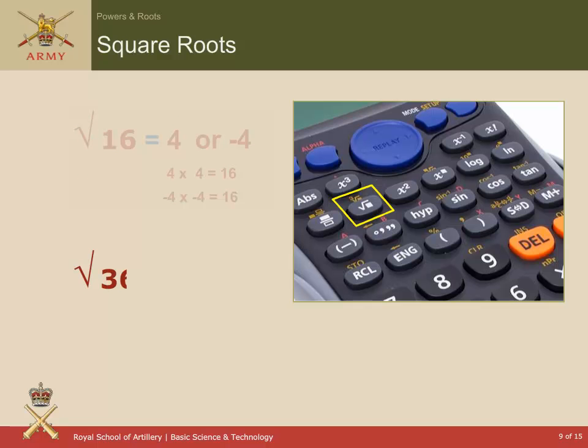So the square root of 36, we say is 6. 6 times 6 is 36. Square root of 100 is 10. 10 times 10, or 10 squared, equals 100. Working out square roots, you really do need a calculator for all but the most simple values.